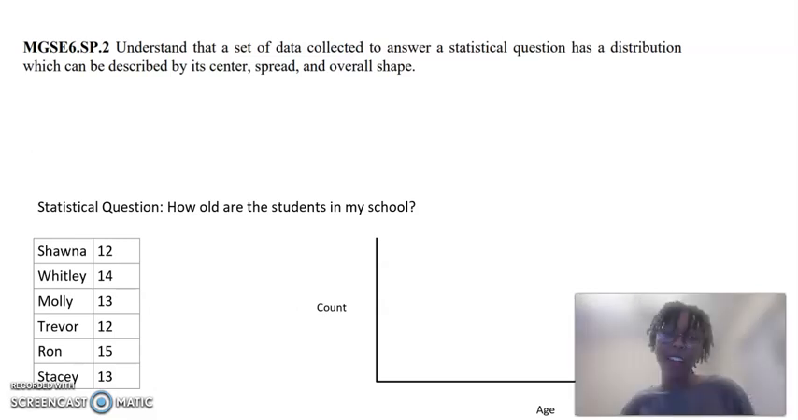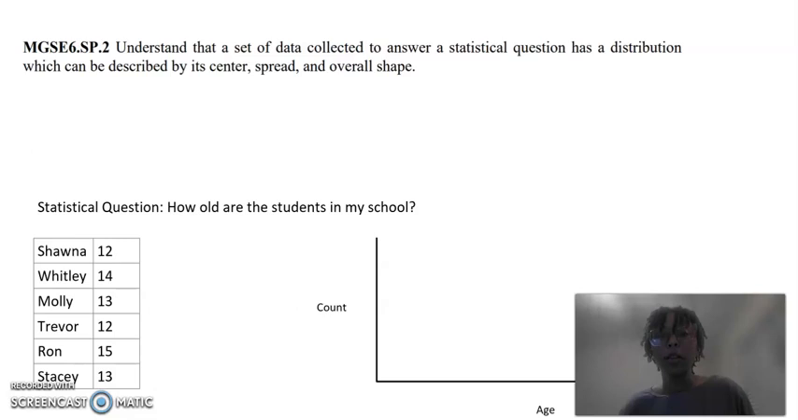Today we're going to look at the second standard located in the GSE standards for 6th through 8th graders for the mathematics subject, and that is this one. To understand that a set of data collected to answer a statistical question has a distribution which can be described by its center, spread, and overall shape.